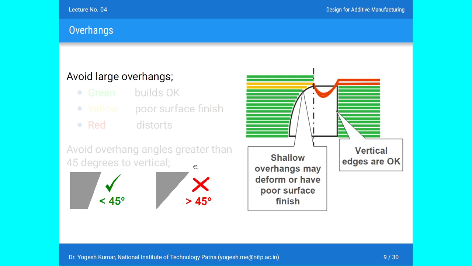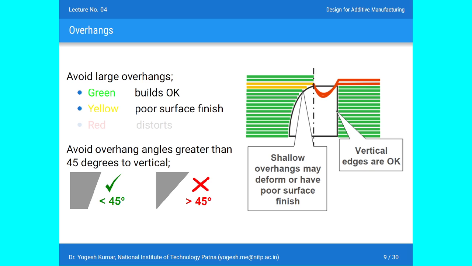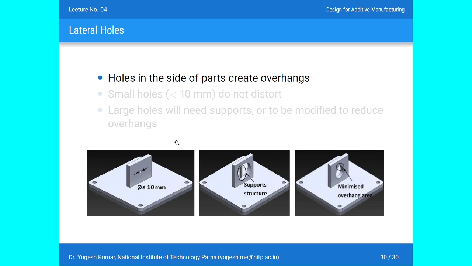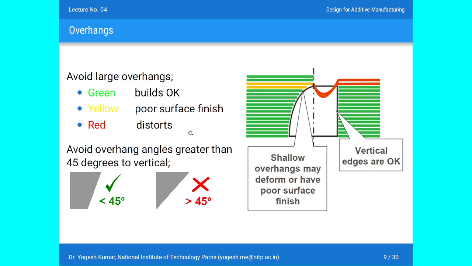So wherever your overhanging portion is greater than 45, then you need to take consideration of the overhanging portion. So the very first thing which you can do in the overhanging portion, that I will come to in the next slide.